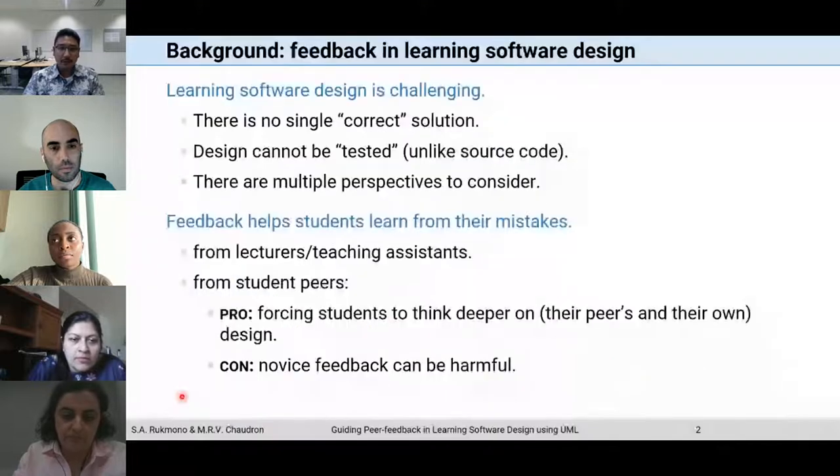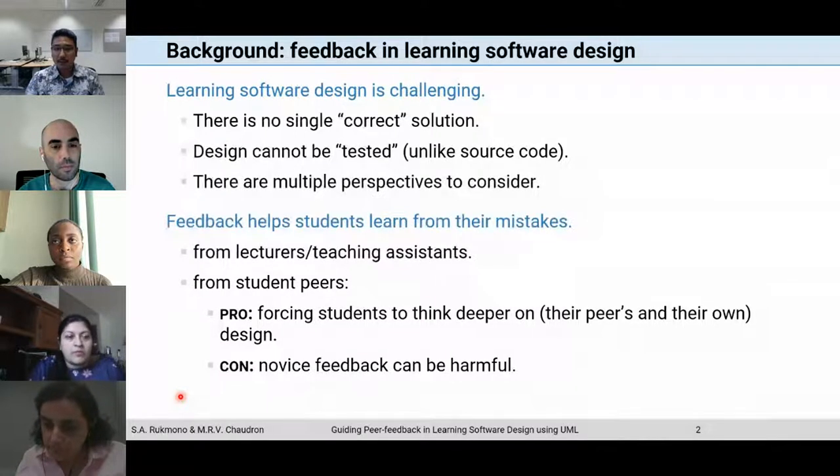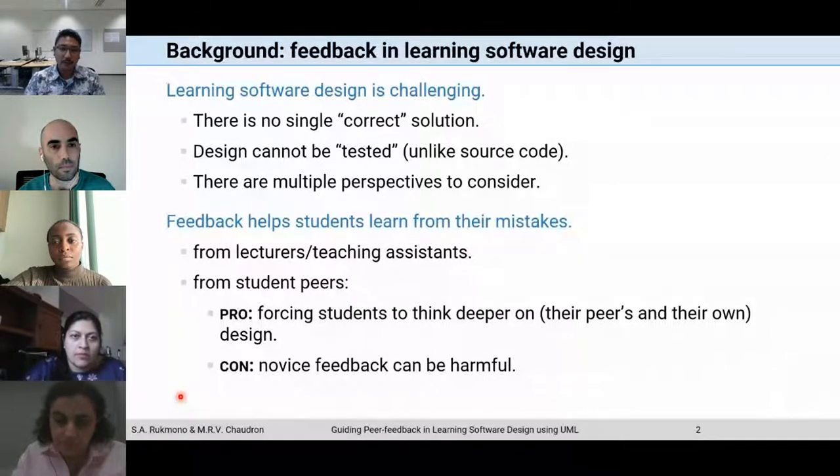So, background to our study, we are considering learning software design. Students find learning software design challenging. There is often no single correct solution for design. And unlike source code, we cannot test design, and there are often multiple perspectives to consider, including those of several stakeholders to the application or the software in question. And of course, as students, they make mistakes. That's what students do, and they need feedback to help learn from their mistakes.